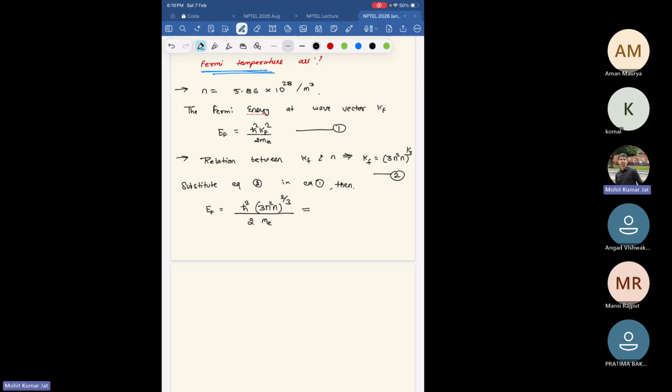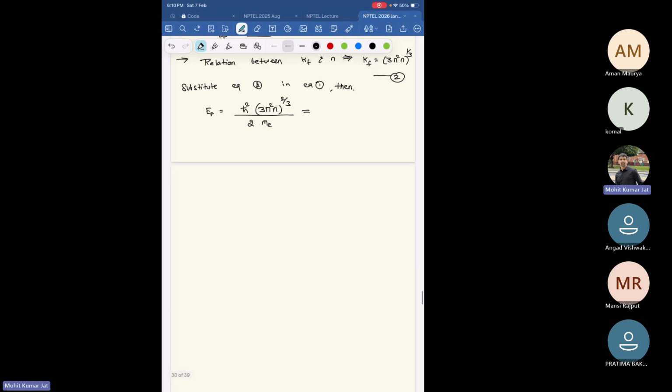So now we know the values of these fundamental constants. We know that h bar is nothing but 1.05 into 10 power minus 34, I think, joule second, and pi is nothing but 22 by 7. Number density is given, which is 5.86 into 10 power 28 per meter cube, and mass of electron is 9.1 into 10 power minus 31 kg.